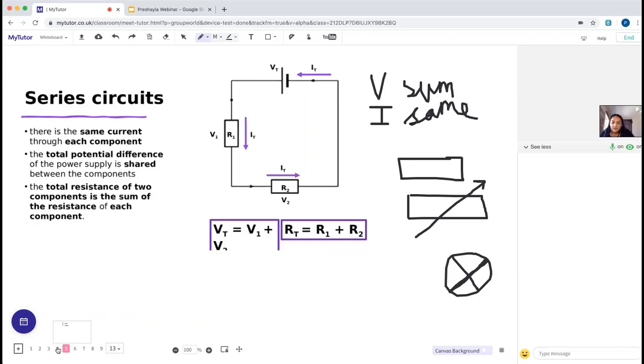Cool, thank you. Another question that's sort of related to that was, is there an easy way for remembering the rules for those two different types of circuits?